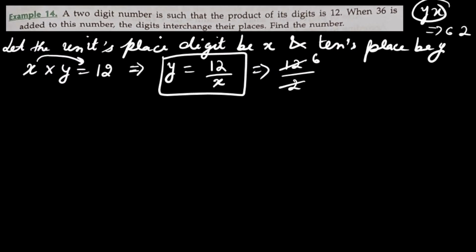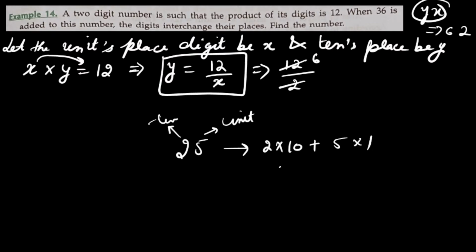See, at the starting, a two-digit number is there, so this concept I have applied. If I have any number, 25, I can expand it by multiplying by its place values. This is the unit place and this is the tens place. So I can write it as 2 into 10 plus 5 into 1, which is 20 plus 5.